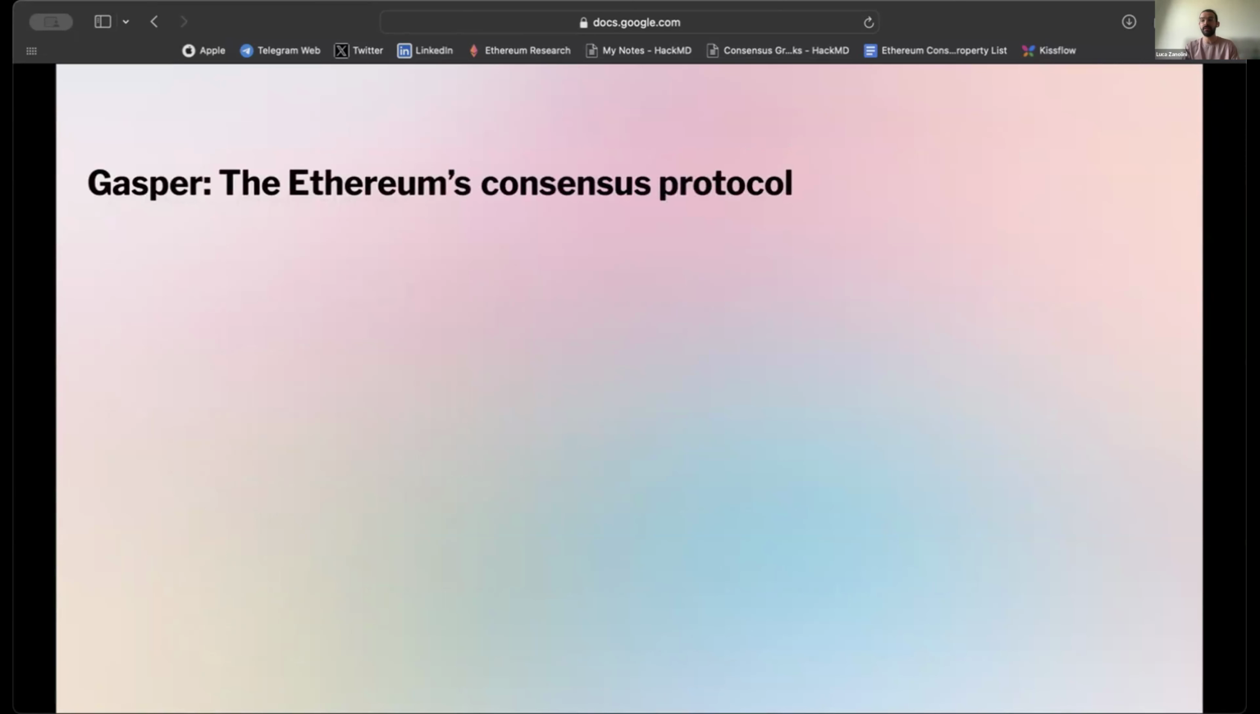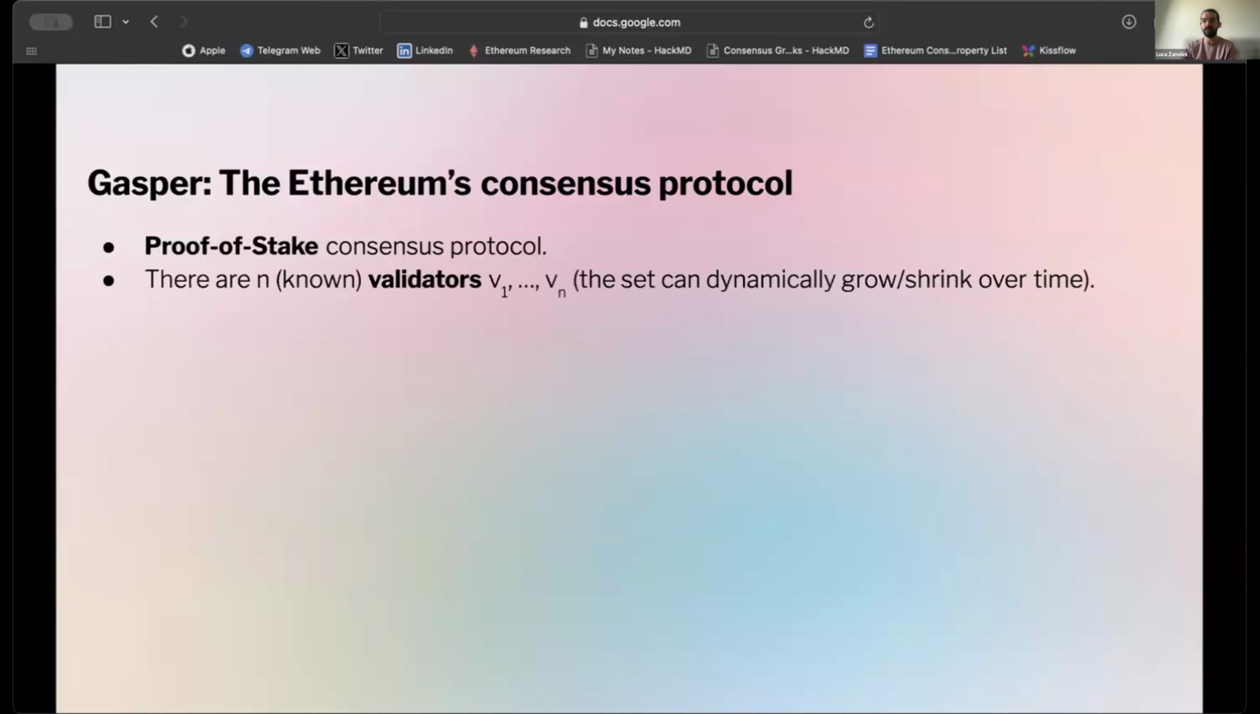So let's see how the currently implemented consensus protocol of Ethereum works. This is called Gasper. As I already mentioned, this is a proof of stake consensus protocol. We have n known validators. So in some sense here, we are kind of going back to the traditional way of solving consensus, because we have n globally known entities.